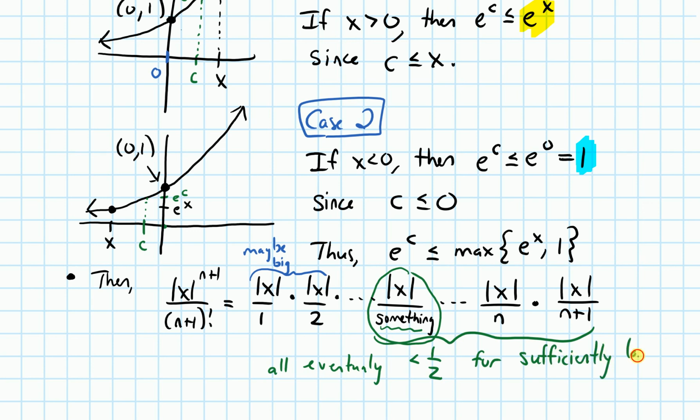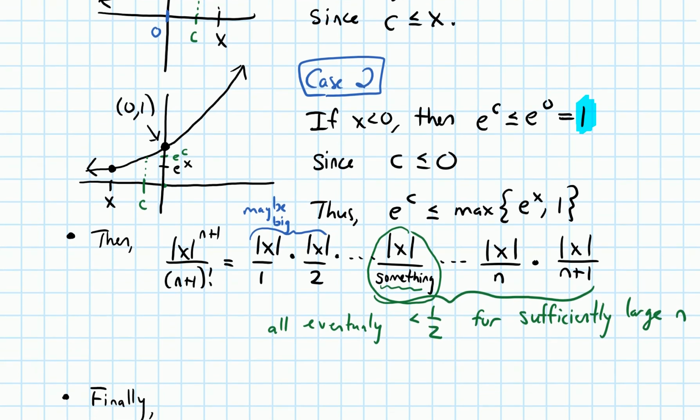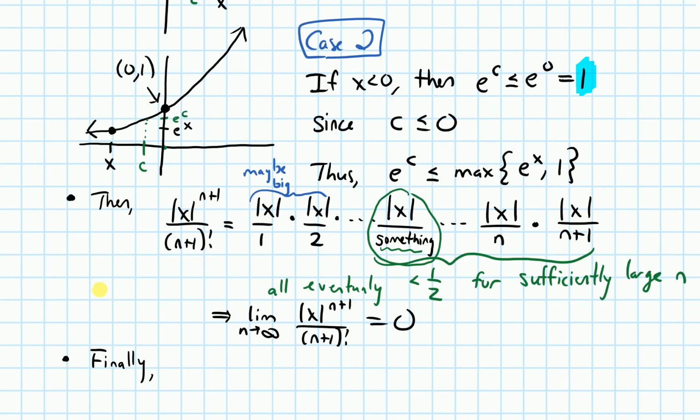Okay, so what that means is at the tail end of this, you are multiplying a bunch of numbers together that are really, really small. And as a result, this means that the limit as n goes to infinity of the absolute value of x to the n plus 1 over n plus 1 factorial equals 0. All right, so now let's put this all together.